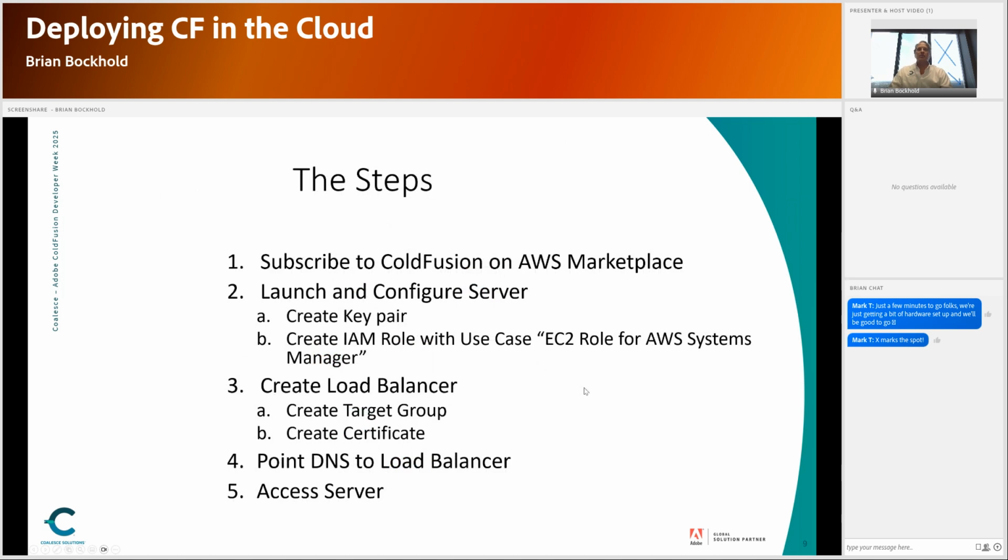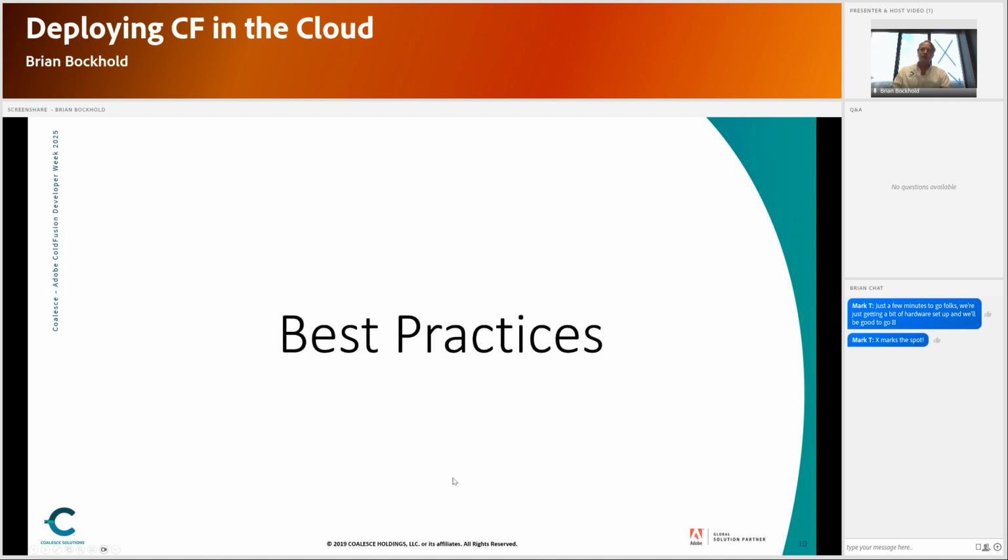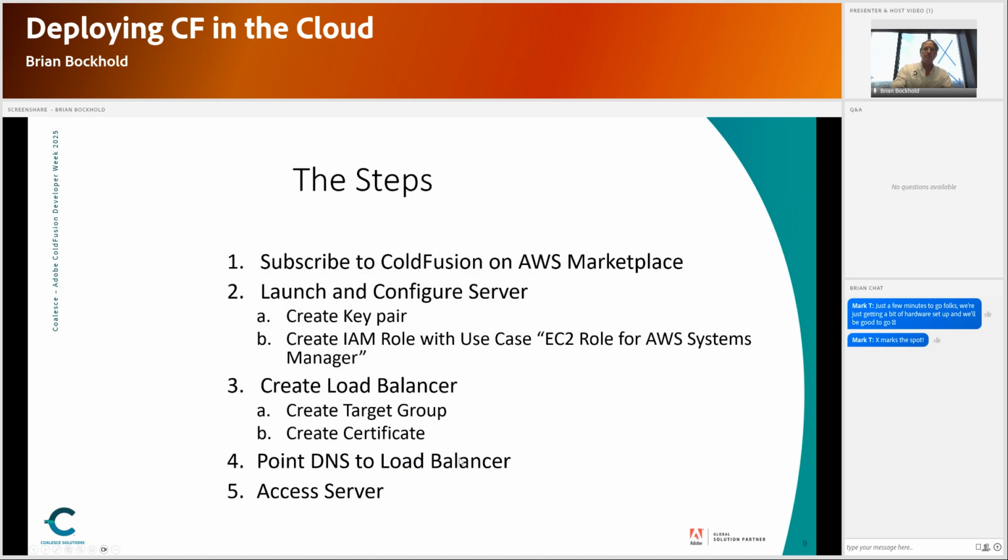All right, so here are the steps at a high level of what we're going to do. We're going to subscribe to an AWS Marketplace listing. We're going to launch a server. We're going to create a load balancer. We're going to point traffic to the load balancer, and then we're going to use SSM, Systems Manager, to administer the server remotely. So let's go ahead and jump into it.